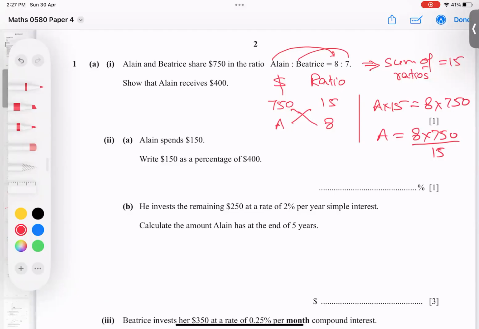So it proves that Helen got $400 from here.